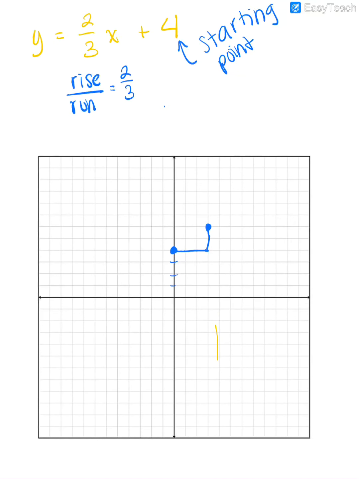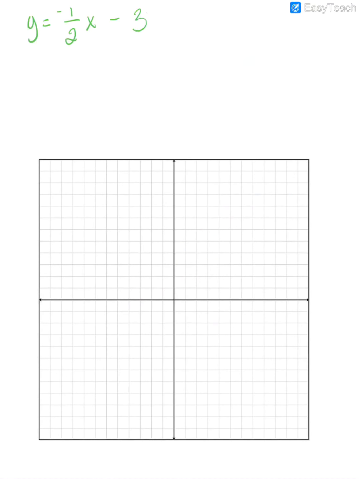And I'm going to put another point there. So our run was over 3, and then we went up 2. Now we can do our line by connecting those points. Okay, let's take a look at our next one. Pause for a second here and label what you think the starting point is going to be and what you think our rise over run or our slope is going to be. So go ahead and pause here and think about those things.